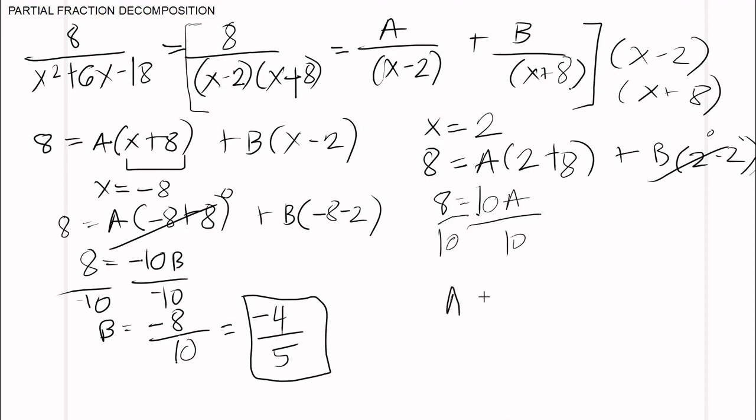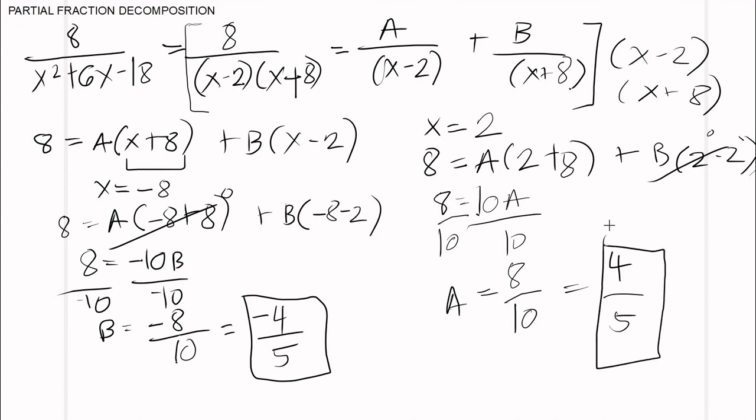If we divide both sides of the equation by 10, we will get a value for a, which is 8 over 10 or 4 over 5. So we just replace this in our partial fractions, and that will be our answer.